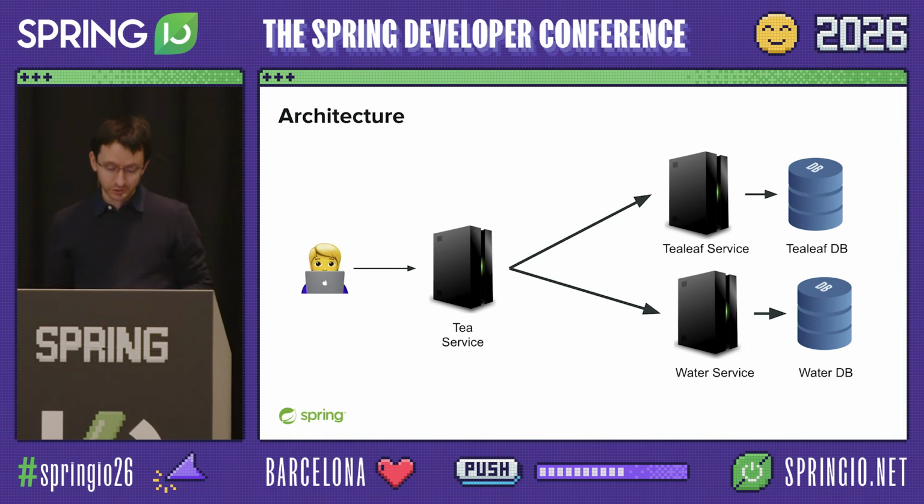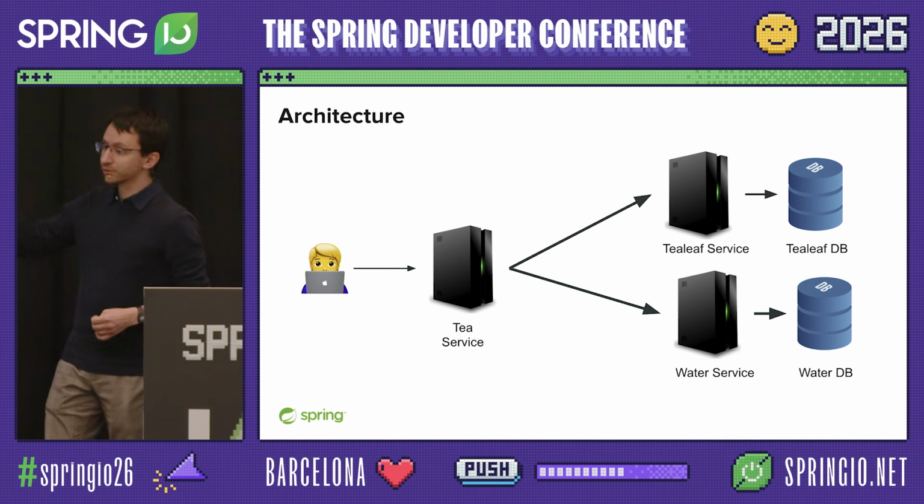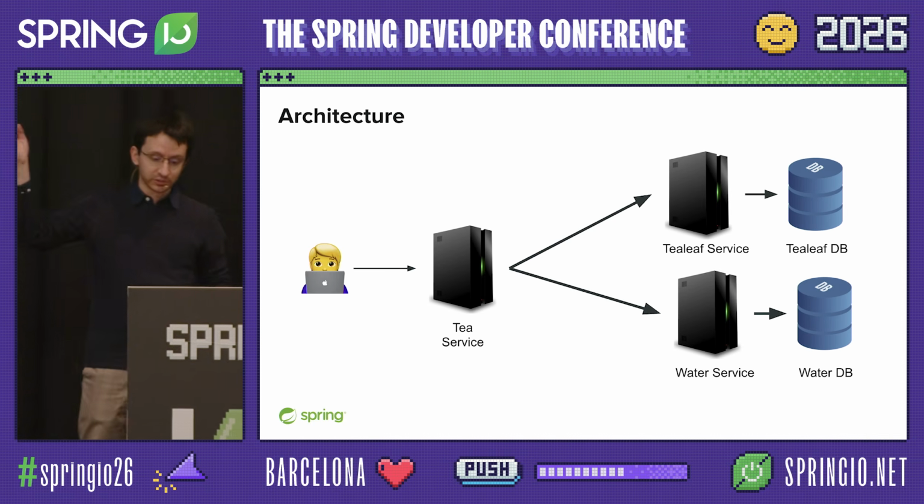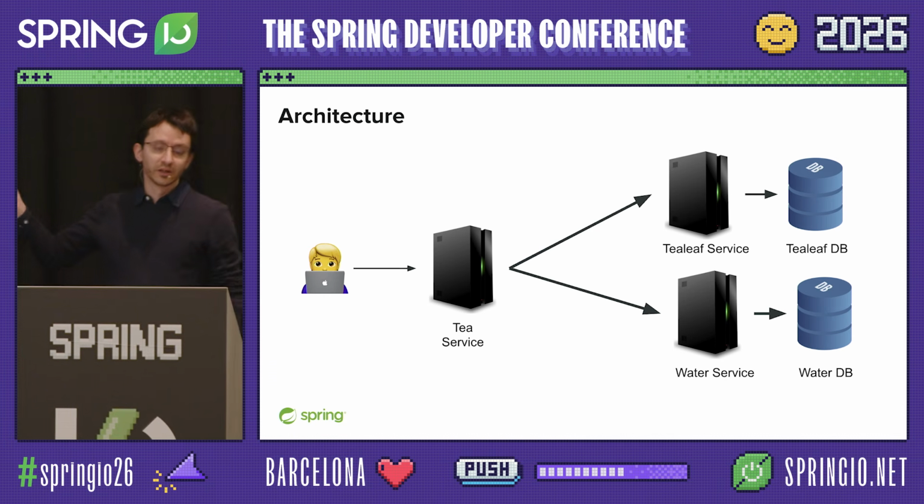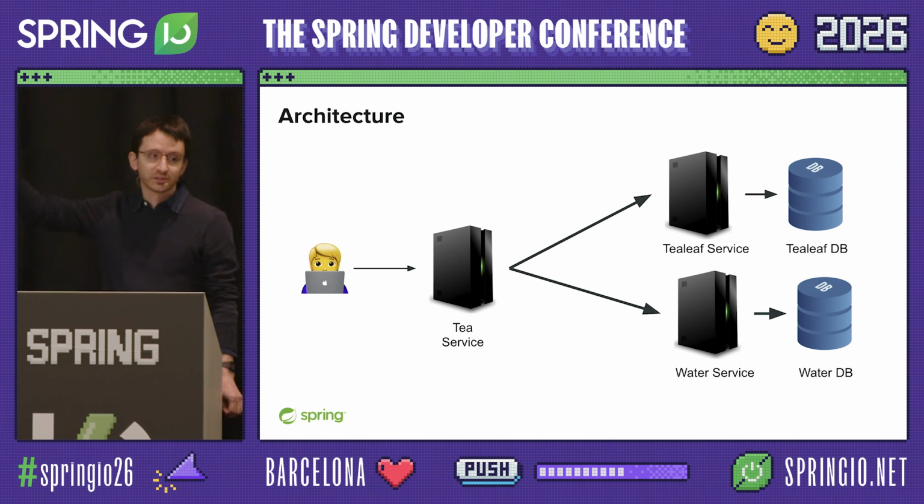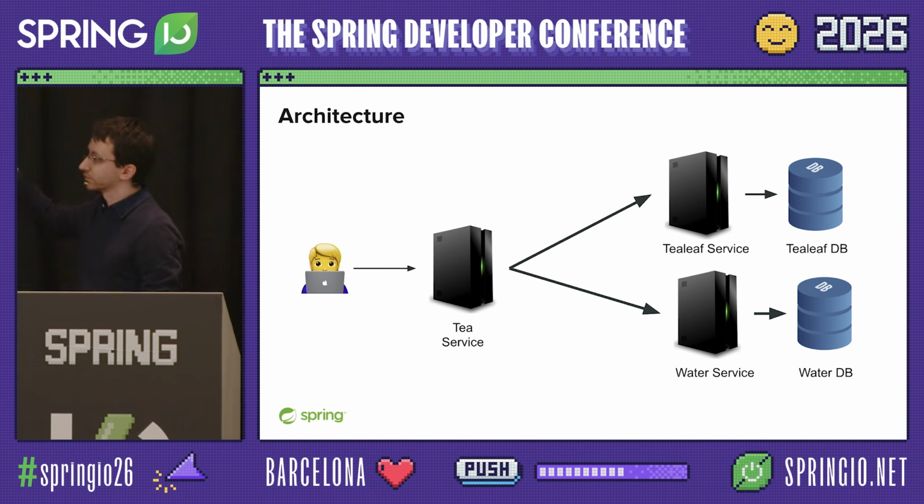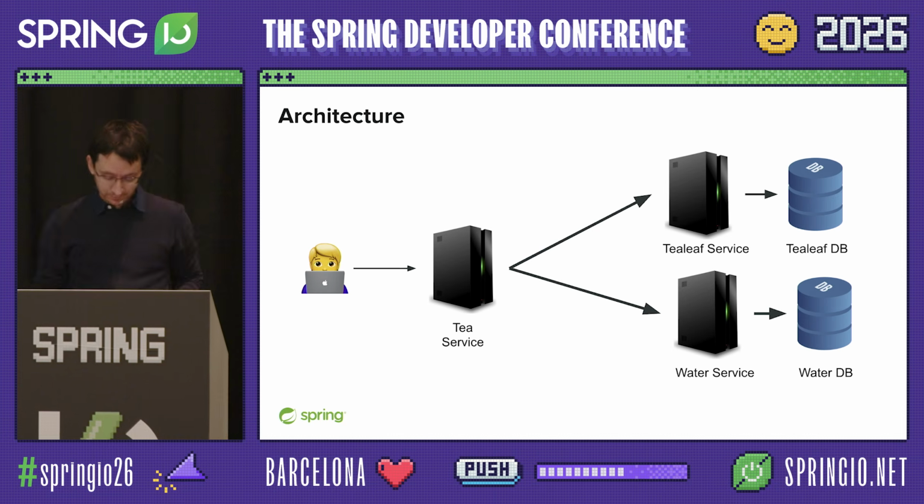But the whole application is very, very simple. Or actually, this is 3 applications. The user calls a web service called T-Service. T-Service calls T-Leaf service and water services over HTTP, and they have their own databases, and those calls are going through JDBC. This is quite simple, not a lot of applications, but just enough to demo what we want.